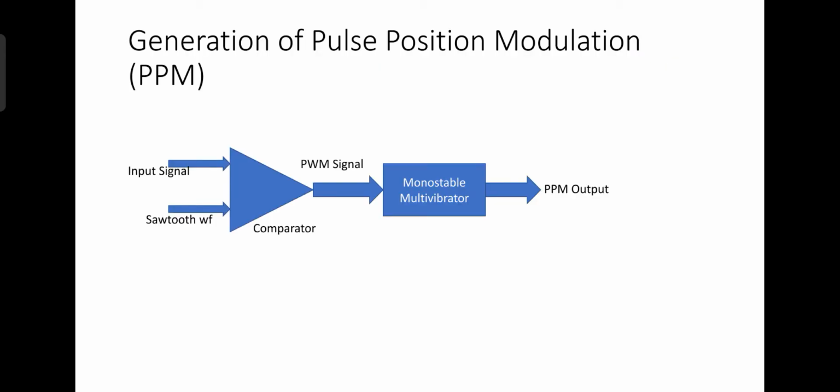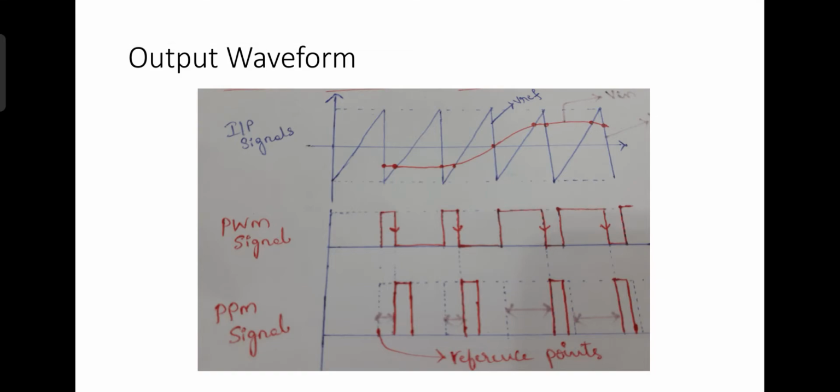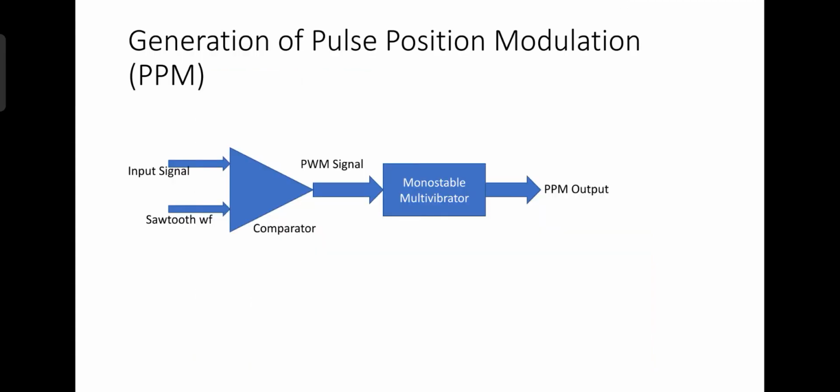See the waveform. In that waveform, the input signal and the sawtooth waveform are applied to the comparator, which generates the PWM signal. The PWM signal acts as an input to the monostable multivibrator, and the monostable multivibrator gives the output as a PPM output.